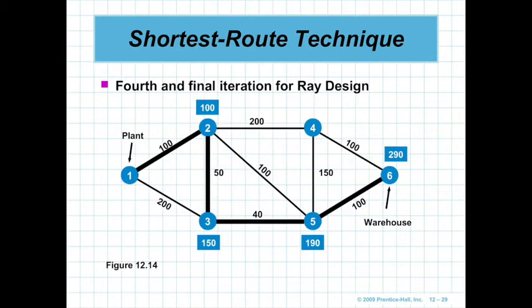Like this one. And 1, 2, 3. Then you can go to 5. After that, directly go to 6.